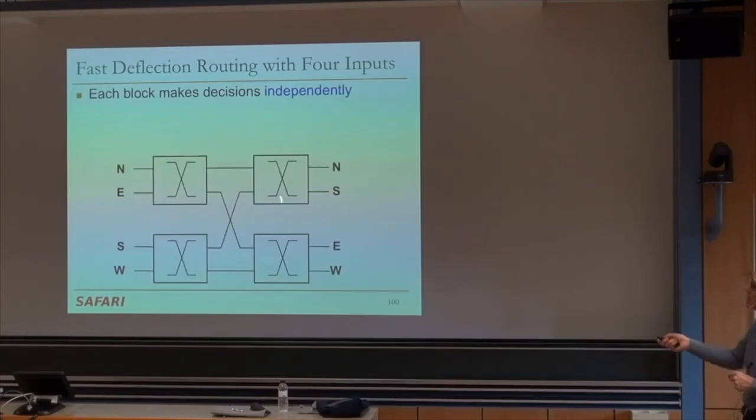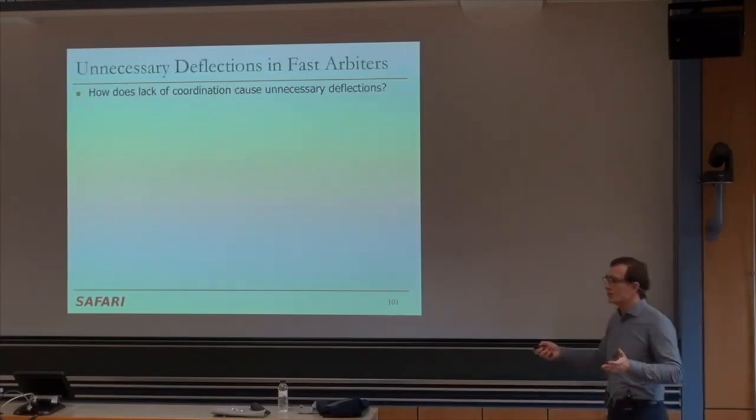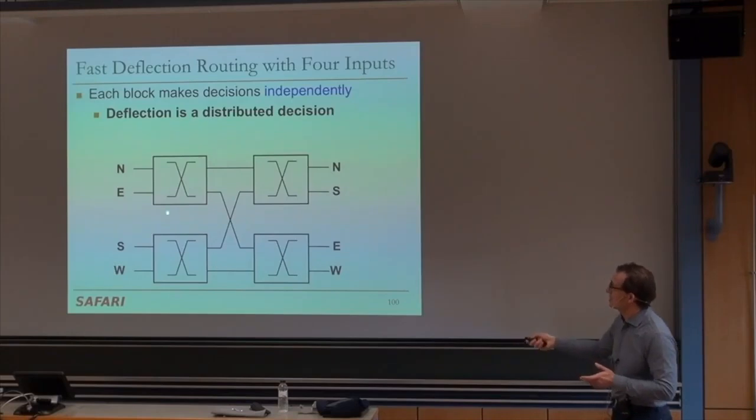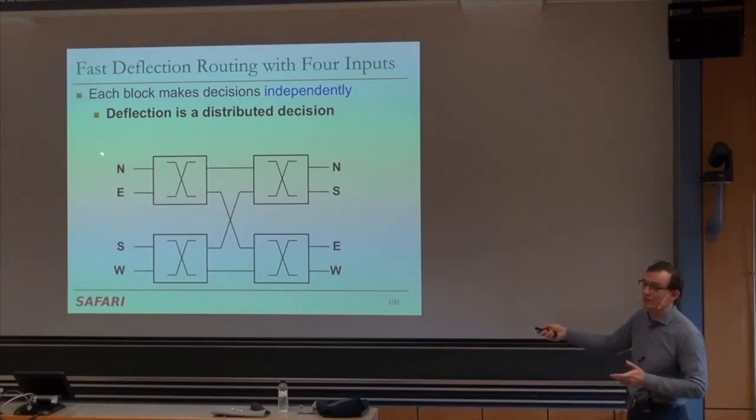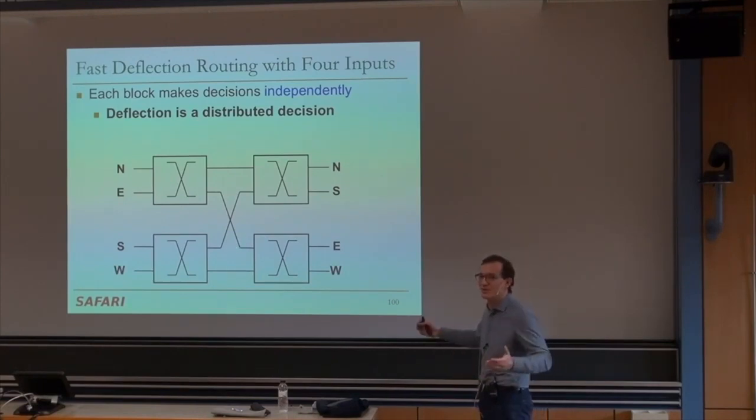So because each block makes decisions independently, you get a distributed decision, which means that these are not coordinated with each other. If you prioritize one flit randomly over here, that doesn't mean that you're going to prioritize it randomly over here. And that is not nice. Because you prioritize it, hopefully it's getting close to its destination, its productive port, but this router makes the decision, oh, I'm not going to pick that randomly, I'm going to pick someone else. So your deflection rate can increase significantly.